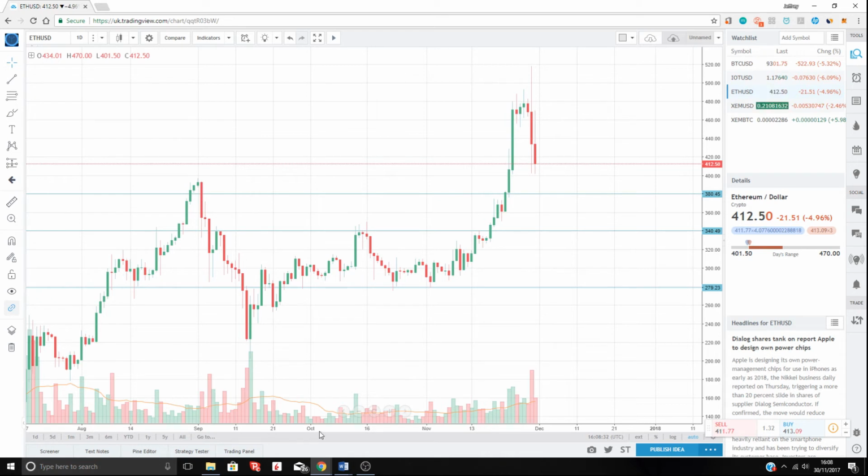Last time we looked at the Fibonacci retracement tool. Before that, support and resistance. Today we'll be looking at something called moving averages.